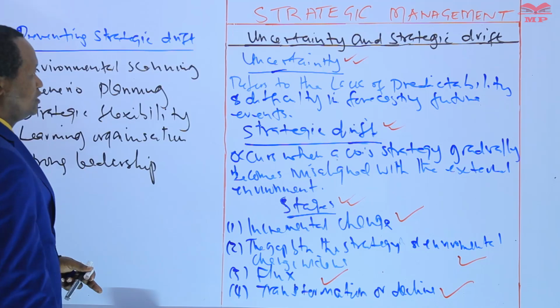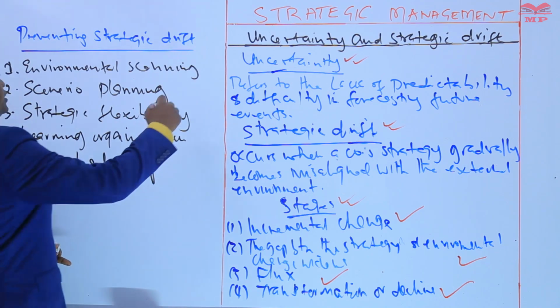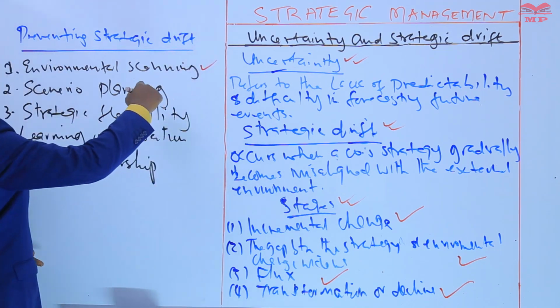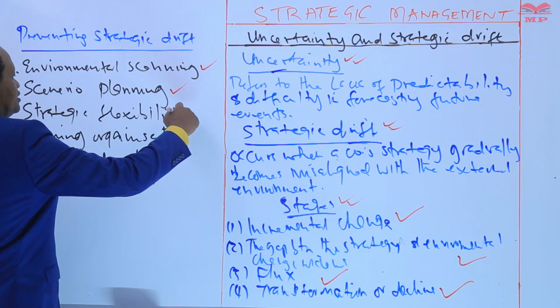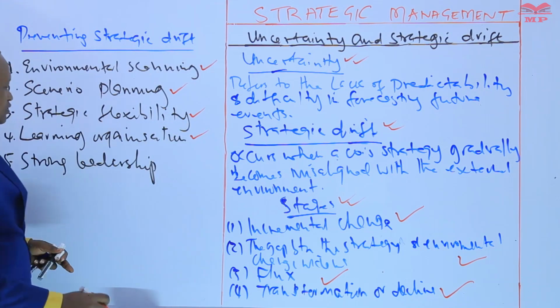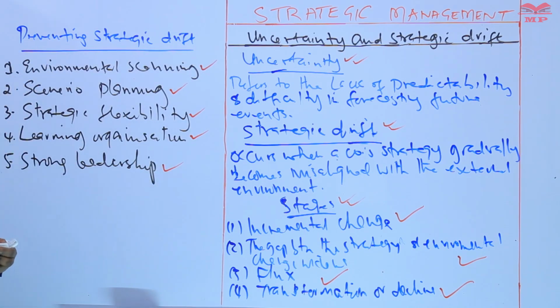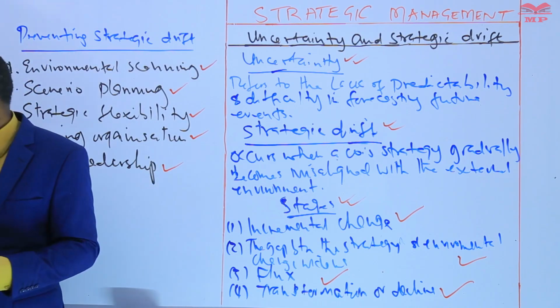Then we've discussed ways in which strategic drift can be prevented. One is through environmental scanning, scenario planning, strategic flexibility, learning organization, and strong leadership. That's all.